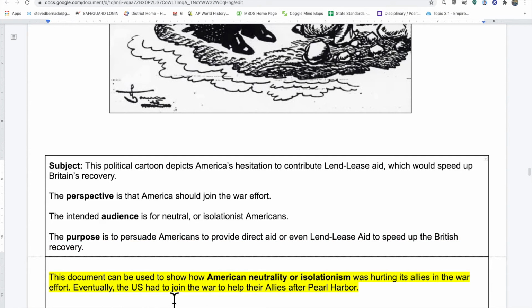So this document can be used to show how American neutrality or isolationism was hurting its allies in the war effort. It was contributing to the already raised tensions, okay? Eventually the US had to join the war to help the Allies after Pearl Harbor, okay? So this is another one to a great extent, a cause which raised tensions.